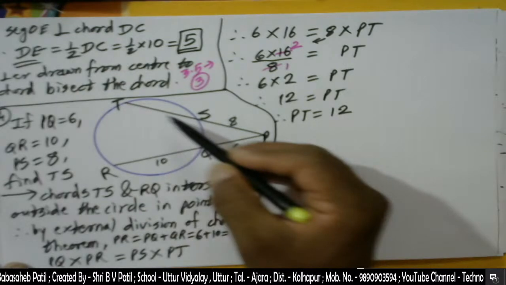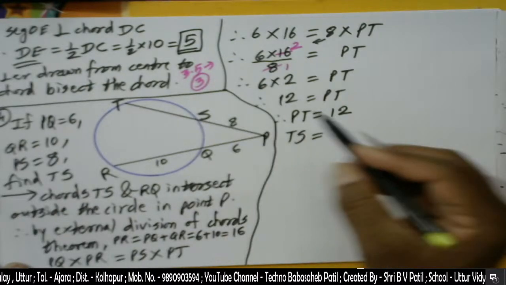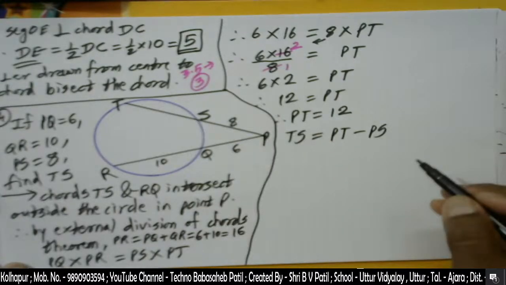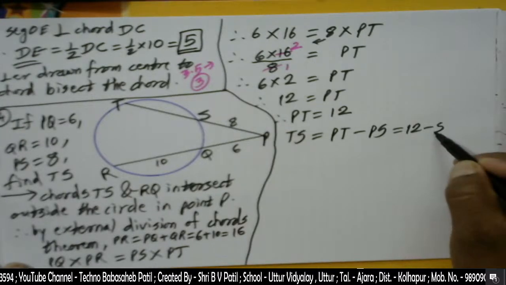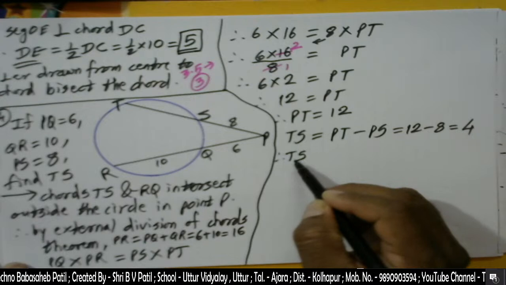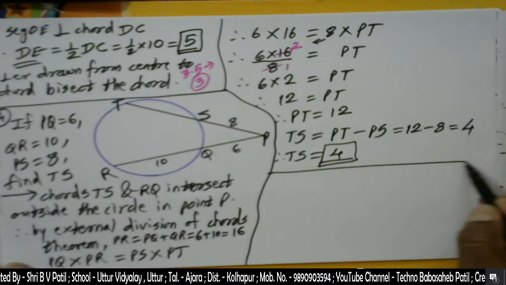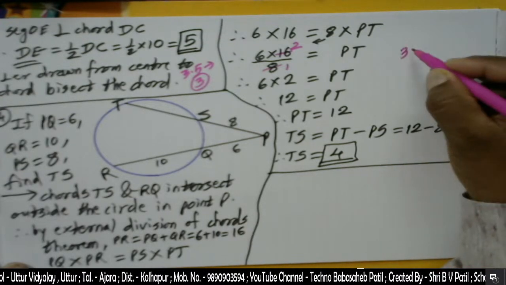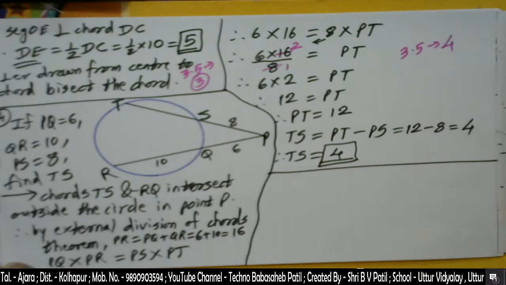And the asked question is PS. By which method do we find it here? PS means total length PT minus TS... PT is 12 minus PS is 8, and the subtraction, what do we get here? 4. Therefore PS is equal to 4. This is the fourth example of practice set 3.5 we discussed here.